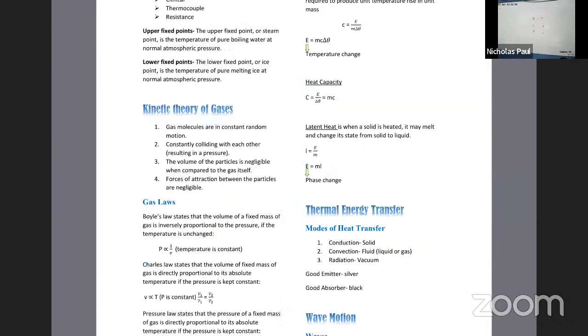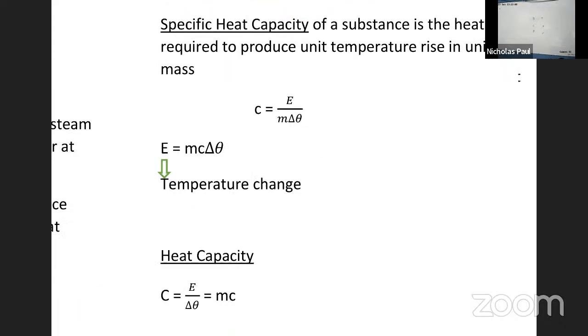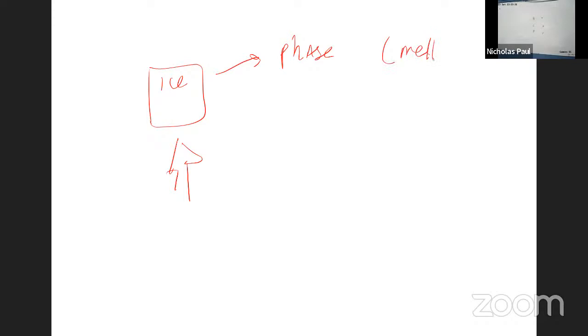After gas laws, we move on to thermal quantities. Two specific thermal quantities that we have to learn are specific heat capacity and latent heat. Let me point out something here. If you heat a substance, let's say that substance is ice, ice could undergo a phase change where it will melt. Ice could also, after it melts, undergo a temperature change.